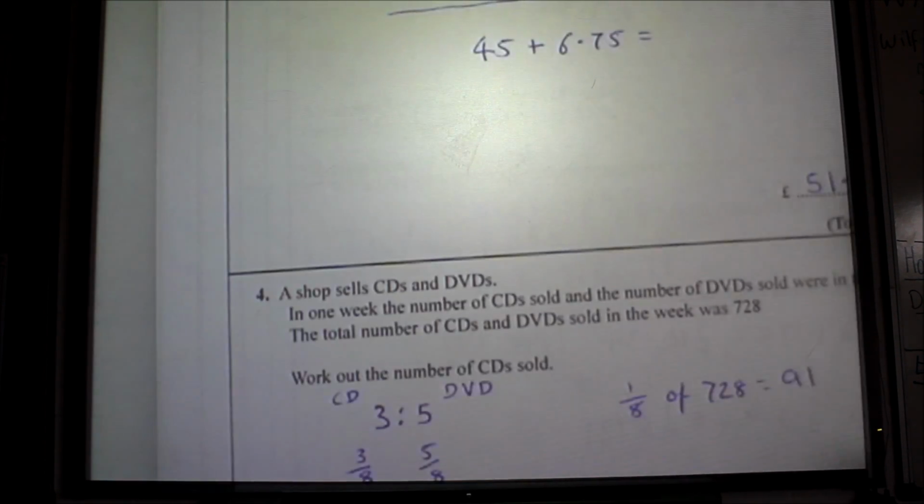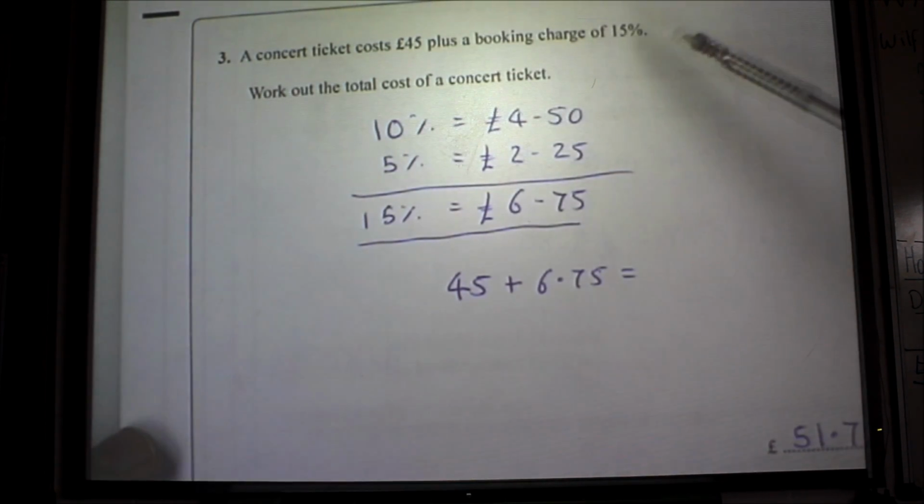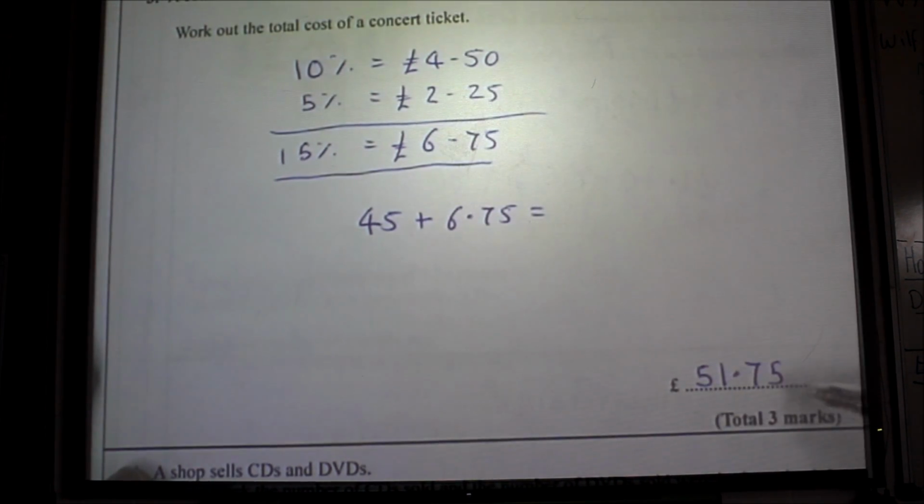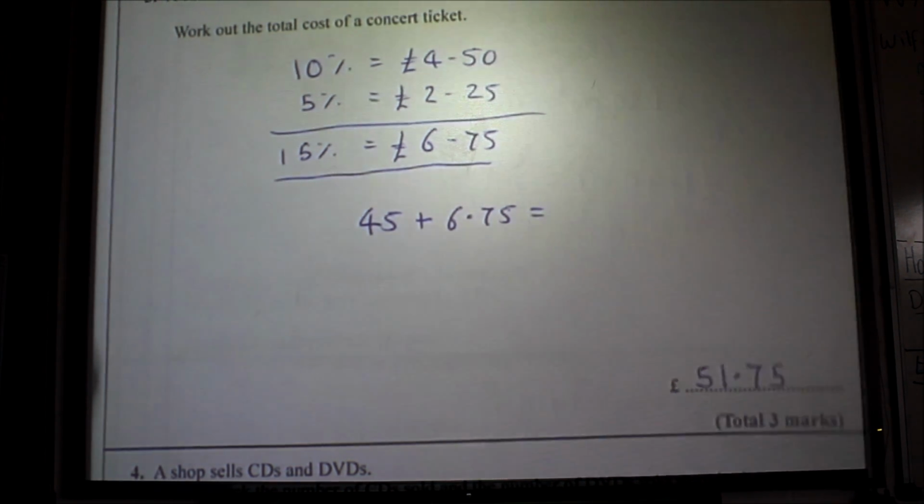Question number 3, a concert ticket costs £45 plus a booking charge of 15%. Work it out. I've done it the old-fashioned way, but it's £51.75. A lot of you could probably do it by the multiply method, but just as long as you get your workings and get your 3 marks, that's fine.